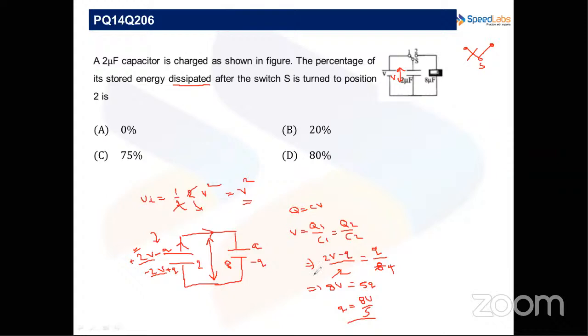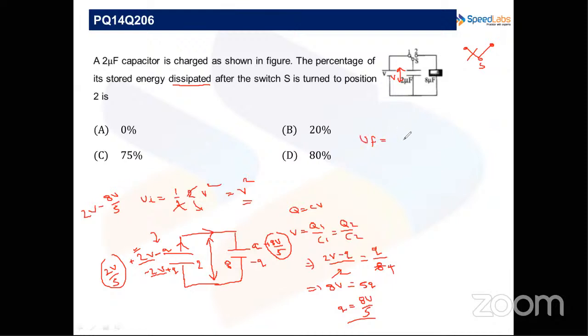तो अब हमारे पास चार्ज आ गया, इसके ऊपर 8V by 5 चार्ज है एंड इसके ऊपर चार्ज कितना है 2V minus Q. So 2V minus Q is 8V by 5. So that is 10V minus 8V, that is 2V by 5. तो 2V by 5 इसके ऊपर बचा और 8V by 5 इसके ऊपर चार्ज है. अब हर एक की एनर्जी निकाल के ऐड कर दो, you will get U final.